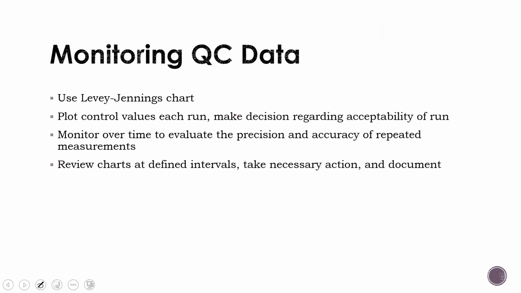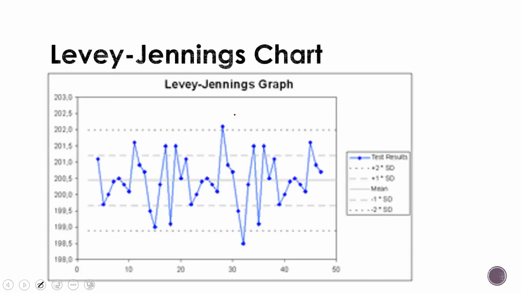So, how do we monitor our QC data? We use Levey-Jennings Chart. We plot control values each run and make decision regarding acceptability of the run. Monitor over time to evaluate the precision and accuracy of repeated measurements. Review charts at defined intervals. Take necessary action and document. Okay, so we will do this step by step mamaya. So this is an example of your Levey-Jennings chart.